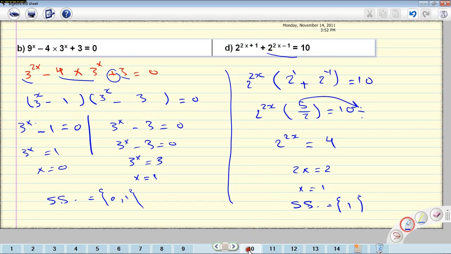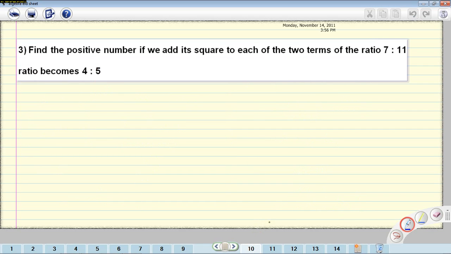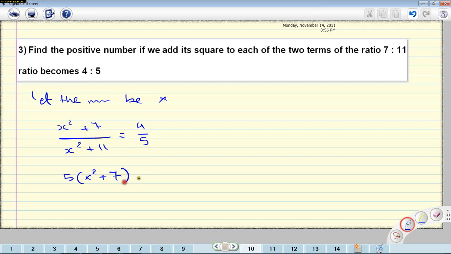Okay, next, question number 3. Find the positive number if we add its square to each of the two terms, and the ratio becomes 4 over 5. First, we say that let this number be x. So if we add its square, x to the power of 2 plus 7 over x to the power of 2 plus 11, the answer will be 4 over 5, because we add x to the power of 2 to both numerator and denominator, and we make cross multiplication, so 5 open bracket x to the power of 2 plus 7 equals 4 open bracket x to the power of 2 plus 11.